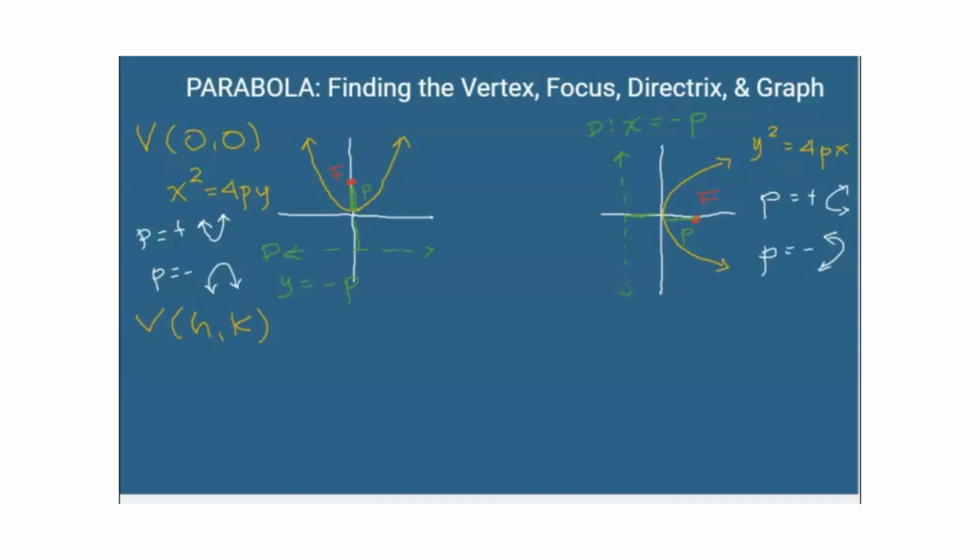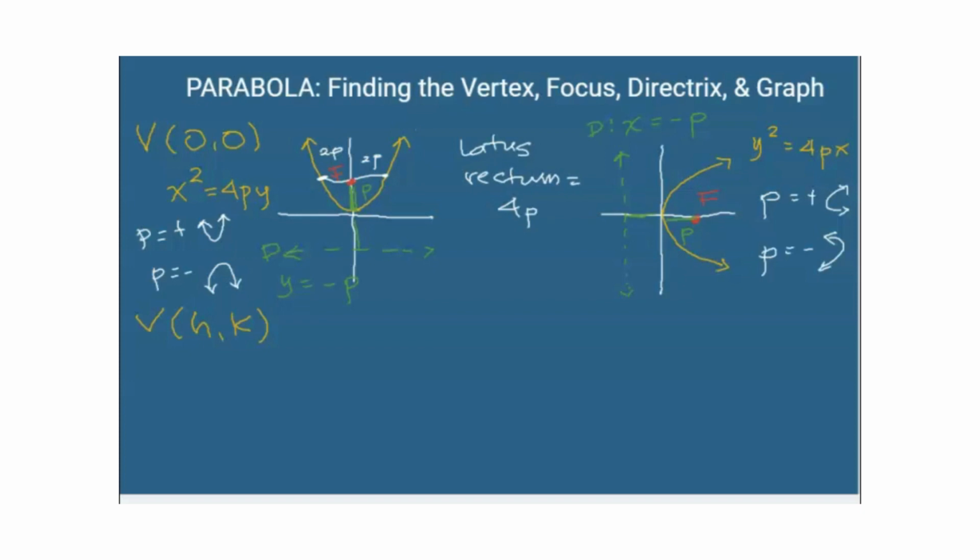Now, from the focus to the curve, the distance is 2p. And in the opposite direction from the focus to the curve, it's also 2p. This 2p is the focal radius of the parabola. So this segment is what we call the latus rectum, which is equal to 4p.